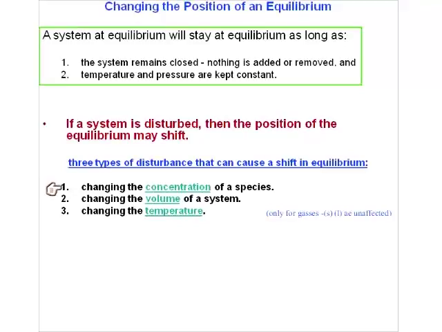We could change the concentration, i.e. by opening up the container, adding more, or taking some away. We could change the volume of the system. If we had it in a flexible container, we could squeeze the container together to make a smaller volume, or stretch the container to make a larger volume. And number three, if we change the temperature, then we can affect the position of equilibrium. In the case of concentration, that's only going to work if we change it for gases or aqueous solutions. It will not work for solids or liquids. And we'll talk about that in a sec.